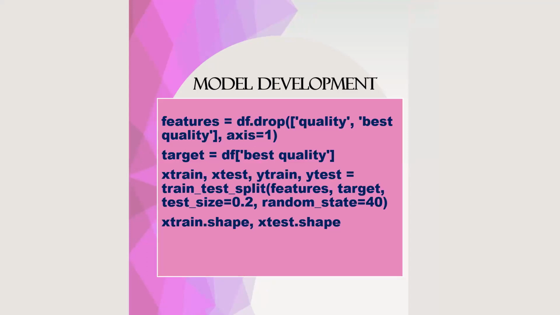Features equal to df.drop quality, best, quality, axis equal to 1. Finally, we can check with the target equal to df best quality. So we can do the train and test split, and we can train this.